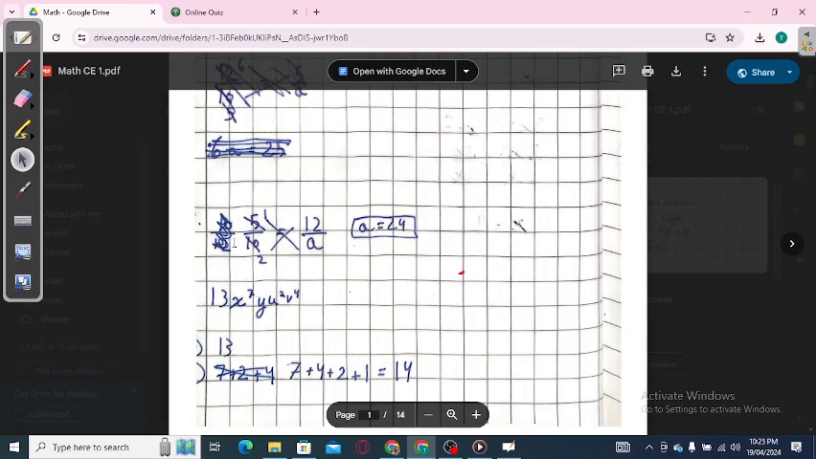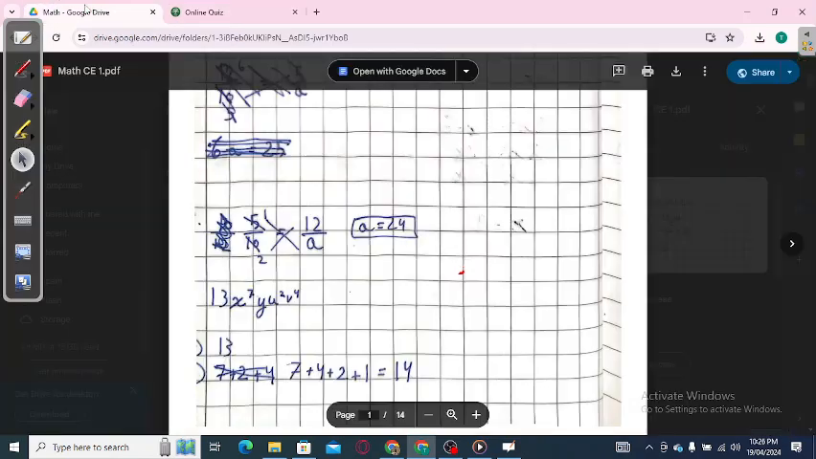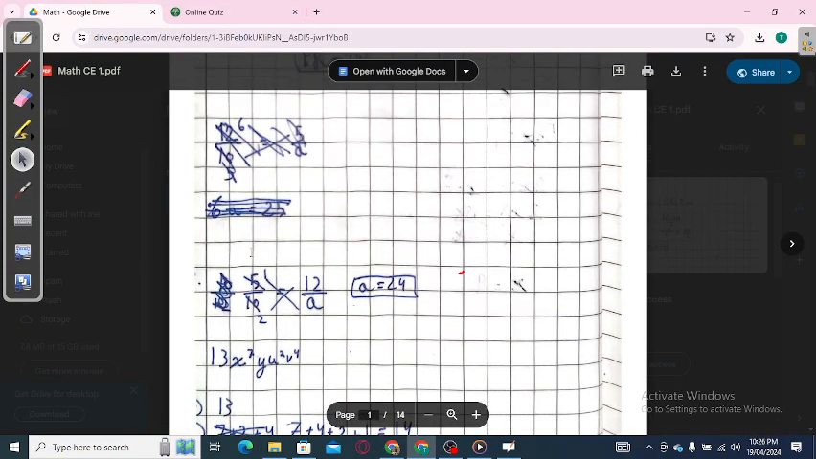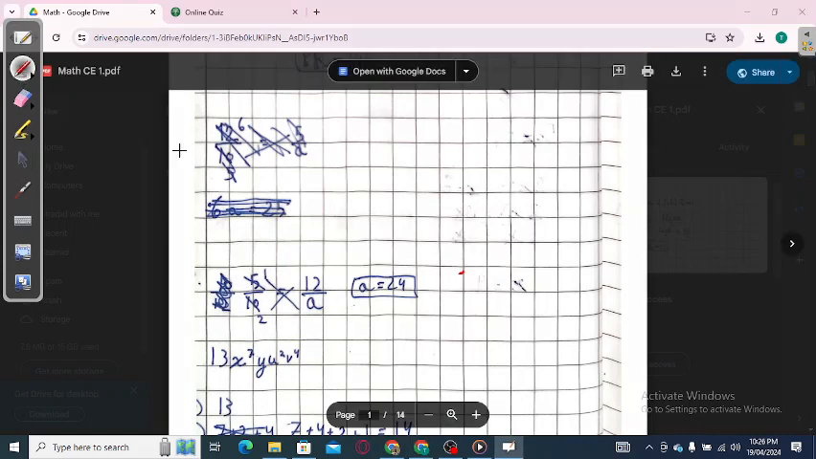Now, you're gonna have 5 over 10 equal to 12 over a, or 10 over 5 equals a over 12. Now you cancel 5 over 10, you get 1 over 2. Now all you do is multiply 1 by a and 12 by 2. So you'll get a equals 12 times 2, which is 24.